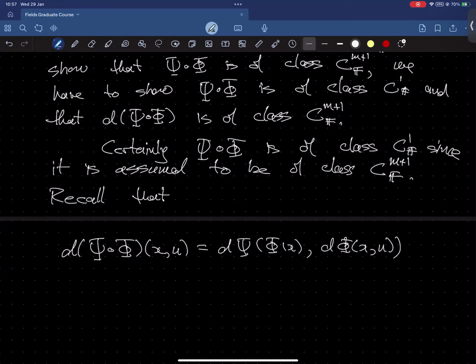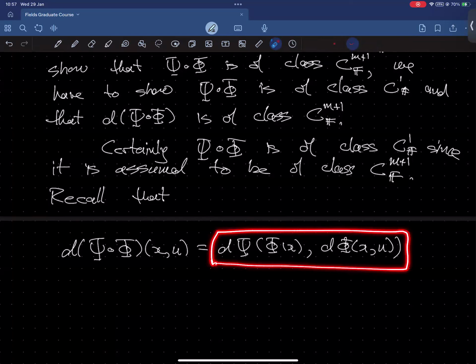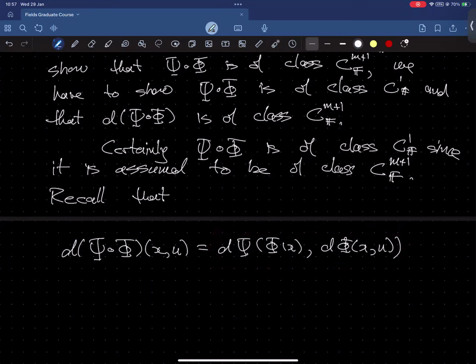All right. So now what we're going to do is take a look at this side, and we're going to rewrite it as compositions of things that we already know are of class CM, and that will give it to us by the induction hypothesis.